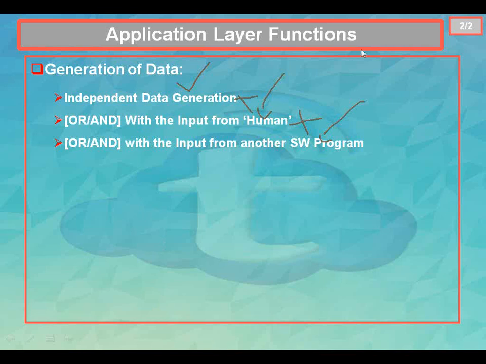Or any independent thing can also be done. What is the meaning of it? Some applications will only take the data from humans. They don't do anything on their own. They don't generate the data on their own. They only take it from humans. The WhatsApp application is there. Does the WhatsApp application take the data only from a human or not? In which cases does it take only from a human?